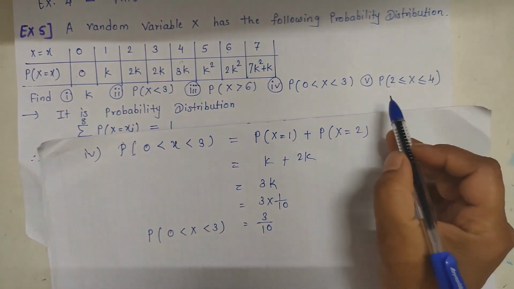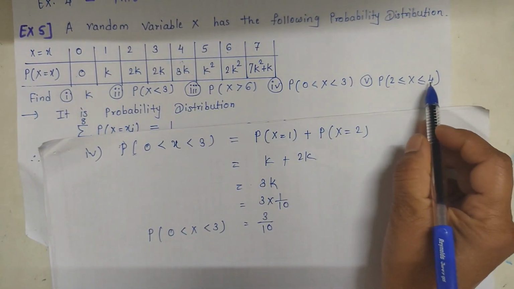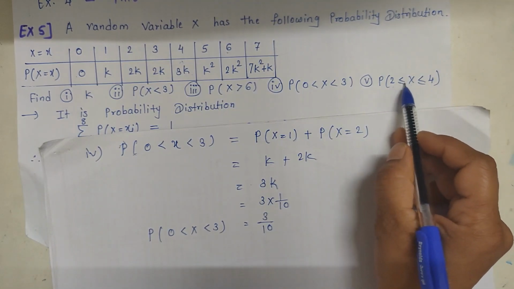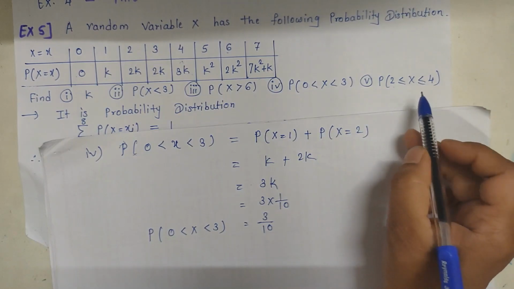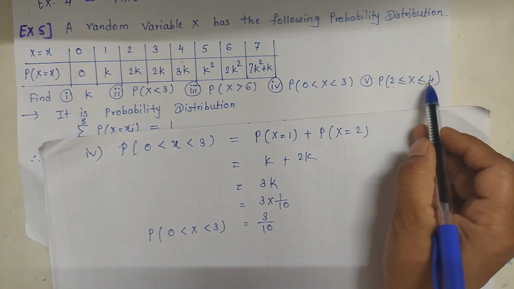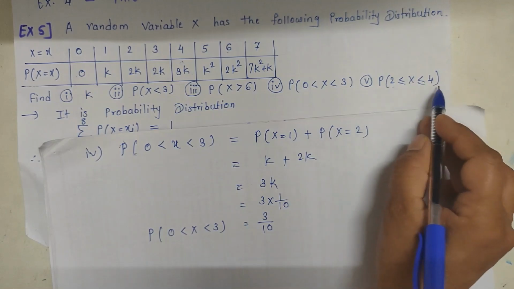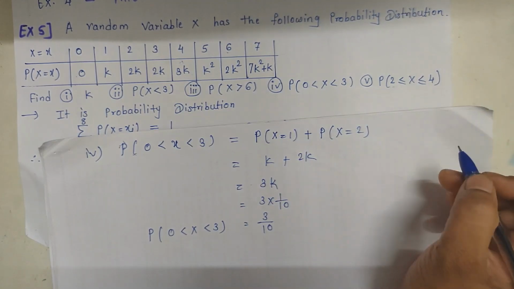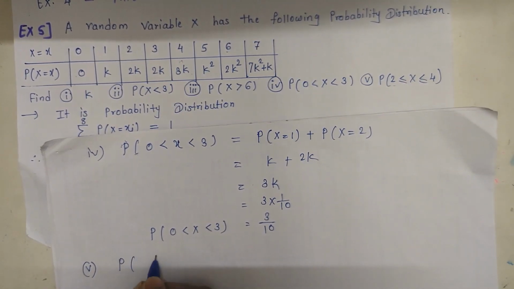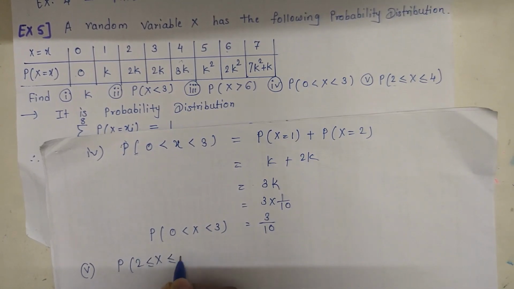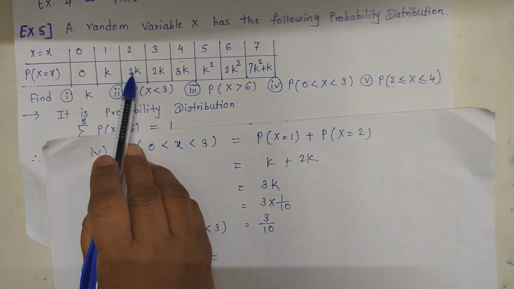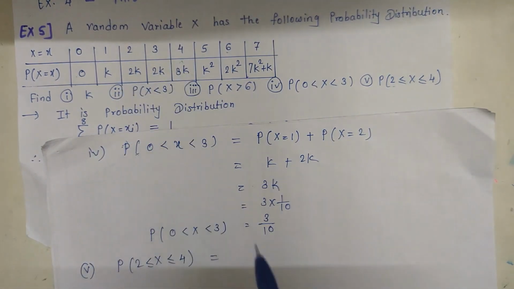Now the last question is probability of x lies between 2 and 4, including 2 and 4. Here this inequality, less than or equal to, shows the probability of x lies between 2 and 4, including the upper and lower limit. So here we have to find the probability of x lies between 2 and 4, including 2 and 4. So the probability of 2 plus 3 plus 4.